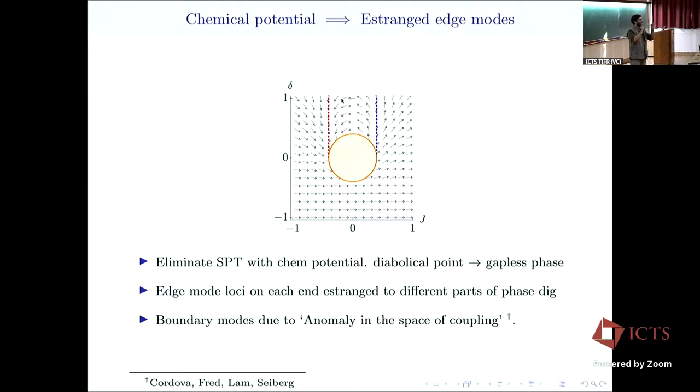SPT would require edge modes to be there for all parameters. So clearly it's not an SPT. No, but imagine I just fine tune to this line. So along that line, you'll start as a person doing an experiment. You'll find the system without edge modes, a phase transition at a critical point, and then a state with edge modes.